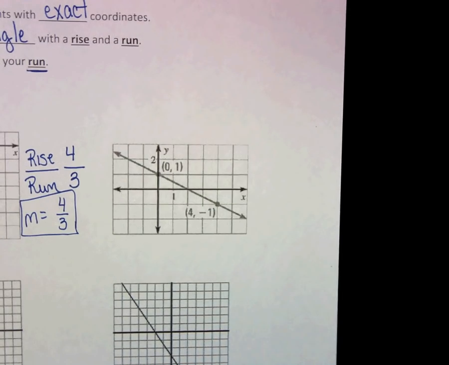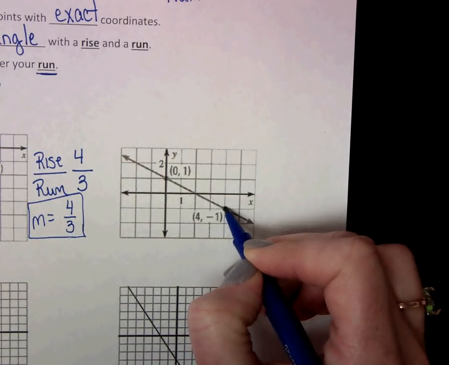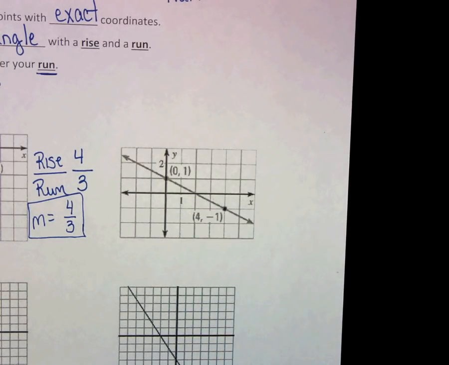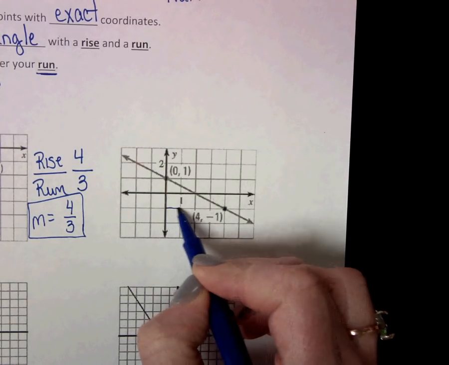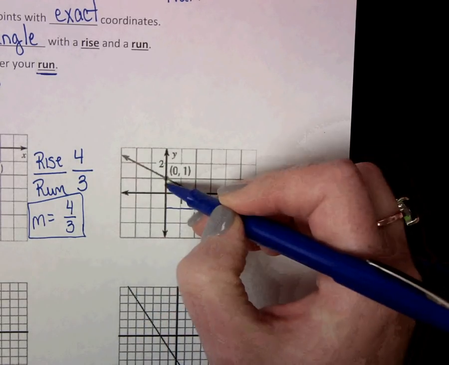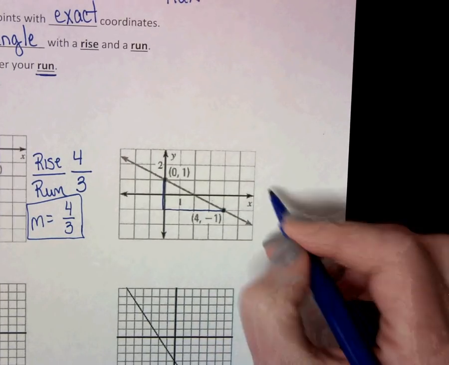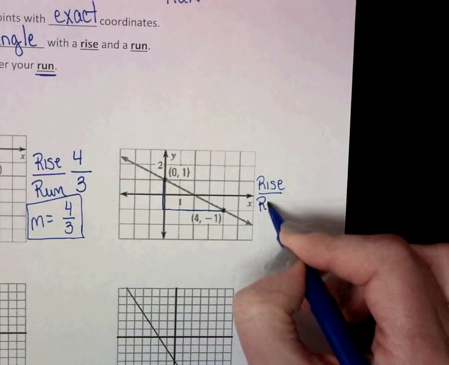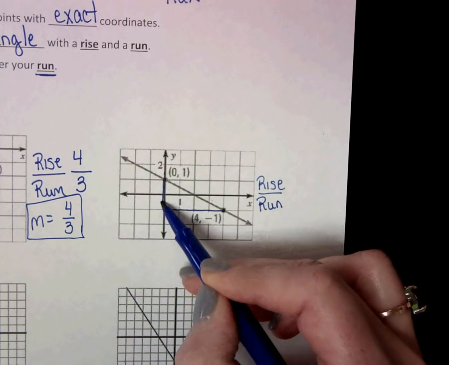So again, we want to pick 2 exact points. Again, I've helped you out on that. So here's a point, and here's a point. Notice they're exact. The next thing we want to do is draw our triangle along the lines, no crazy weird triangle. And we want to write our rise over our run. So how much are we rising? Well, we're rising 1, 2.